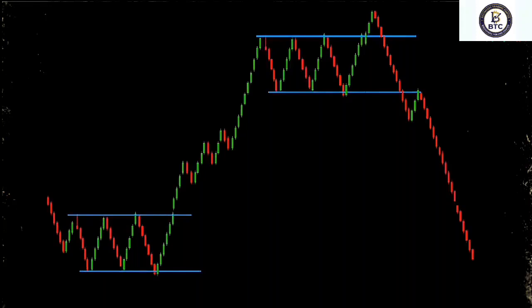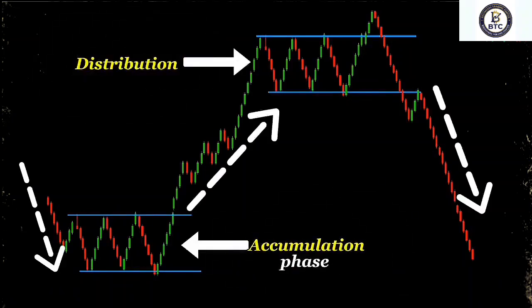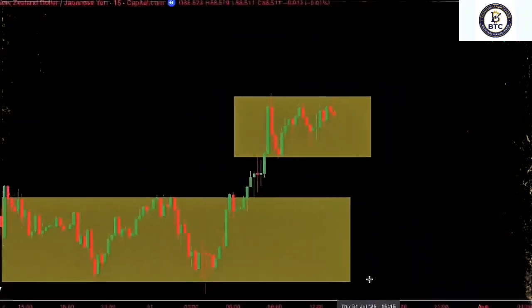One of the most common mistakes I see is traders trying to force the market into a perfect cycle. They think the market must always follow this sequence: downtrend, accumulation, markup, distribution, and markdown. But in reality, the market doesn't work like this. On real charts, things are not that clean. If you think this way, you will get confused and make wrong decisions. Let's look at this example.